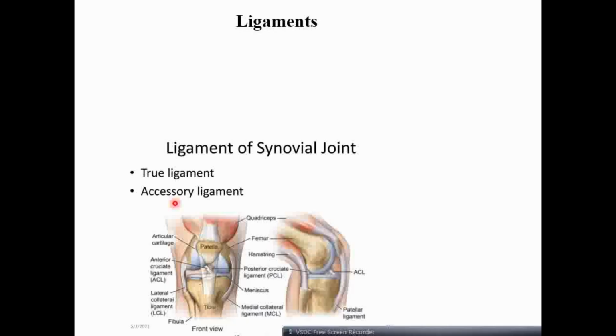Ligaments, as we know, what are ligaments? They are strong bands that connect two bones. So ligaments are of two types. One is true ligament and the other one is called accessory ligament.